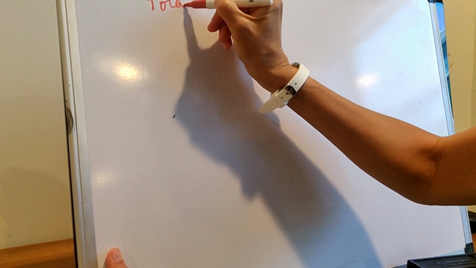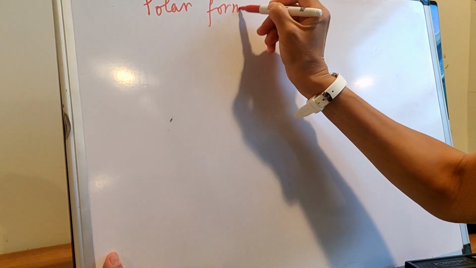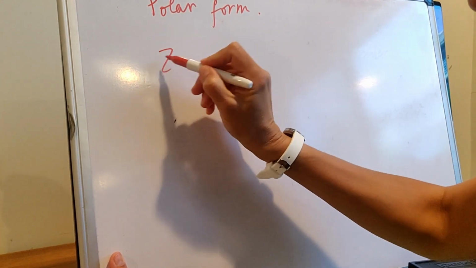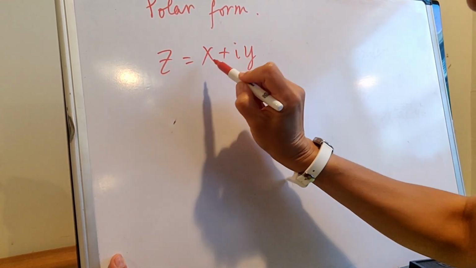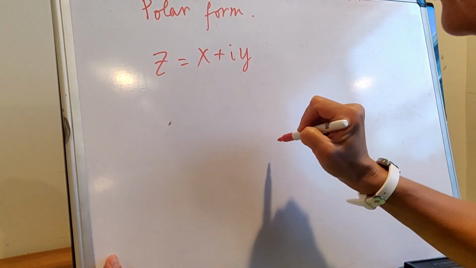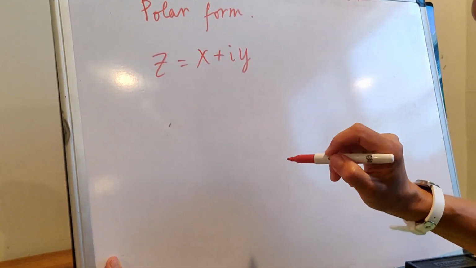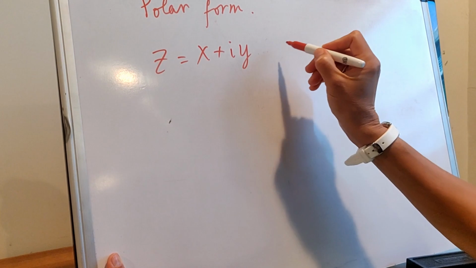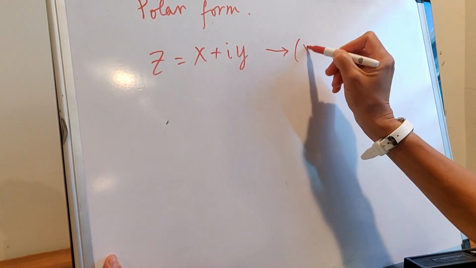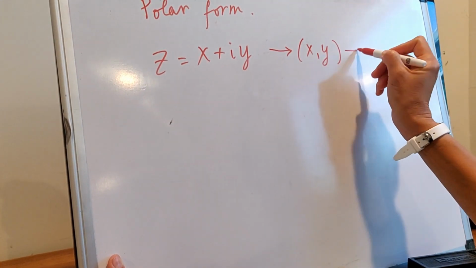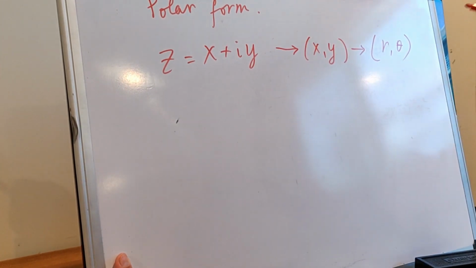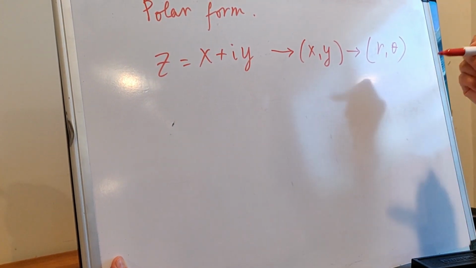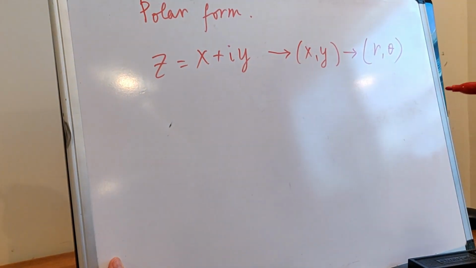Polar form. Well, what do we have? Right now we know Cartesian form. Cartesian form means that you have two numbers, x and y, which are just two Cartesian coordinates on the xy plane. But we remember that every point can also be represented in polar form. So from x, y, we can move to r, theta, to the polar coordinates of the very same point on the plane, if you treat z as a point on the plane.